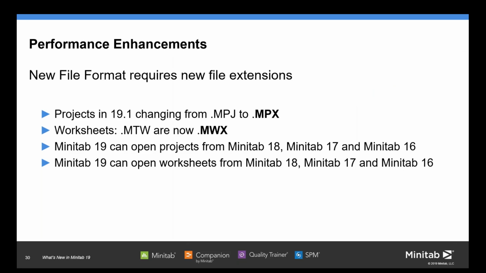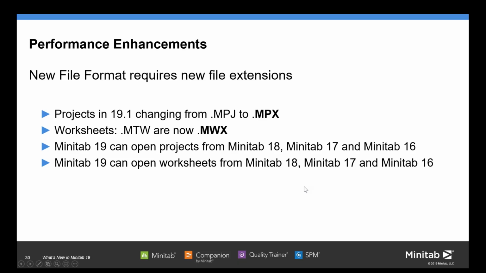So we've made quite a bit of performance enhancements, and I'll talk about those in just a second. But one thing we did change is the file extensions. This is more boring, and I don't know if this really matters, but in Minitab 18 and previous versions, Minitab projects were .mpj and Minitab worksheets were .mtw. In Minitab 19 and going forward, Minitab projects now have the extension .mpx, and Minitab worksheets have the extension .mwx.